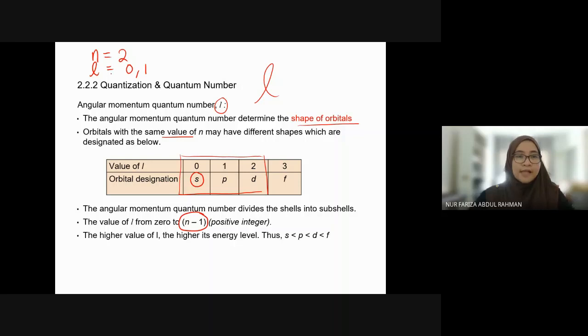So if l is equal to 0, that means this is an S orbital. If l is equal to 1, that means it is a P orbital.